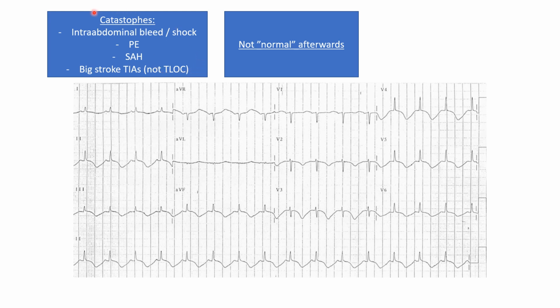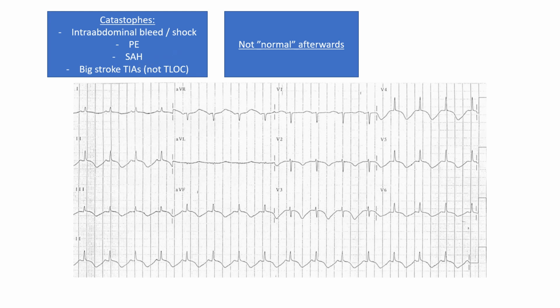So, this is just to mention that for all syncopes, you also have to think of the catastrophes. And in my neuro video, the 5-hour neuro video, I go through the differences between transient loss of consciousness and permanent loss of consciousness, like strokes. If they are unconscious, they don't get up. Almost without any exception. But these, they do get up, right? So it might be some PE or subarachnoid hemorrhage or intra-abdominal bleed or shock.